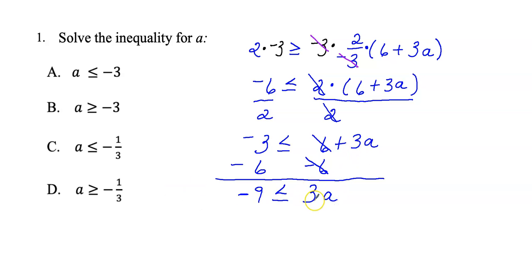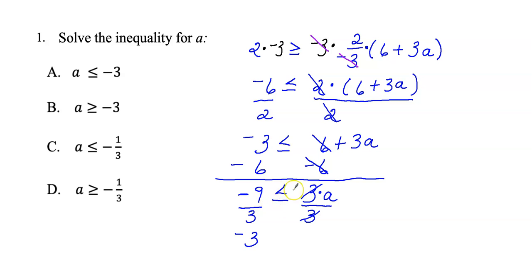Now let's continue solving this. The a is multiplied by 3. To undo multiplication by 3, I divide by 3. What I do to one side, I do to the other. These 3's drop off. And negative 9 divided by 3, well, let's think this through. 9 divided by 3 is 3. And I'll just bring down my negative sign.